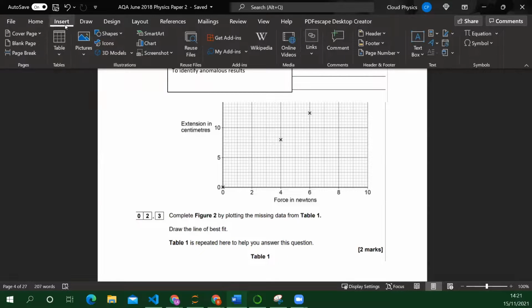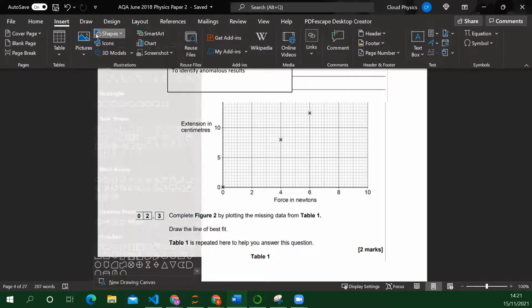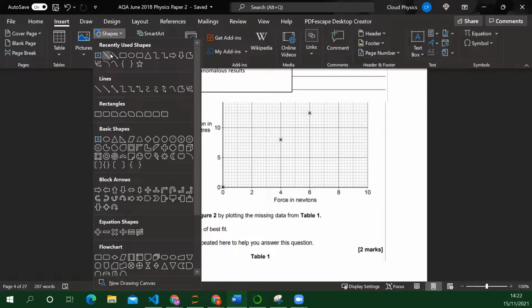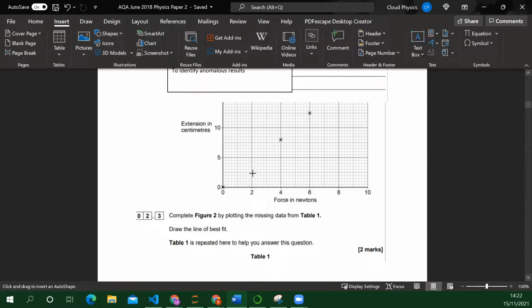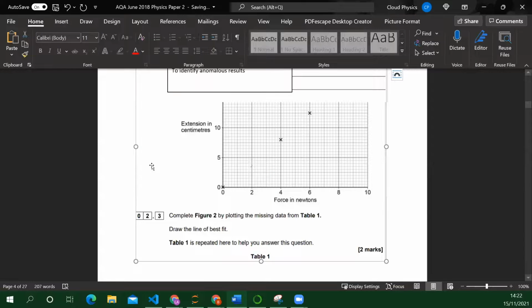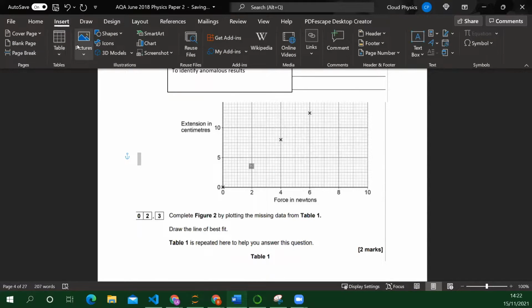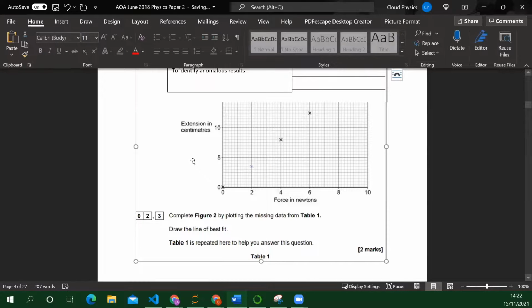Let me just get insert shape. So you can do this on Word. Okay, so 2. We'll put an X. I've got here 2.5. 2.5. X will be there. Okay, that's one of them.